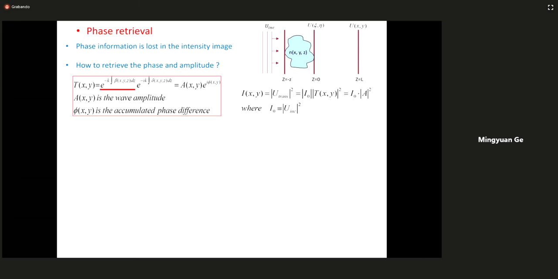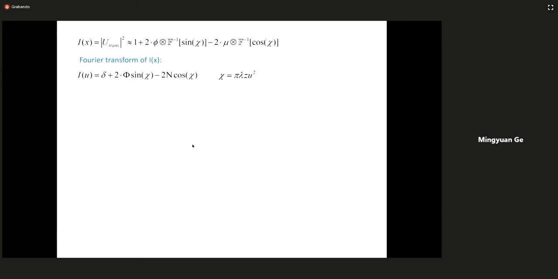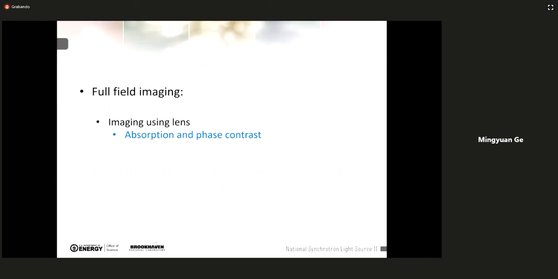Okay, let's get back to our track to see the next imaging, which uses lens. Comparing with the previous imaging without lens, what we can gain using lens is the resolution. Previously without lens, if we remember, in the phase contrast imaging or attenuation imaging, the resolution is on the micron scale, 2 micron or even larger. But if we use lens, we can go to nano imaging. So we can image objects at the nanometer scale.